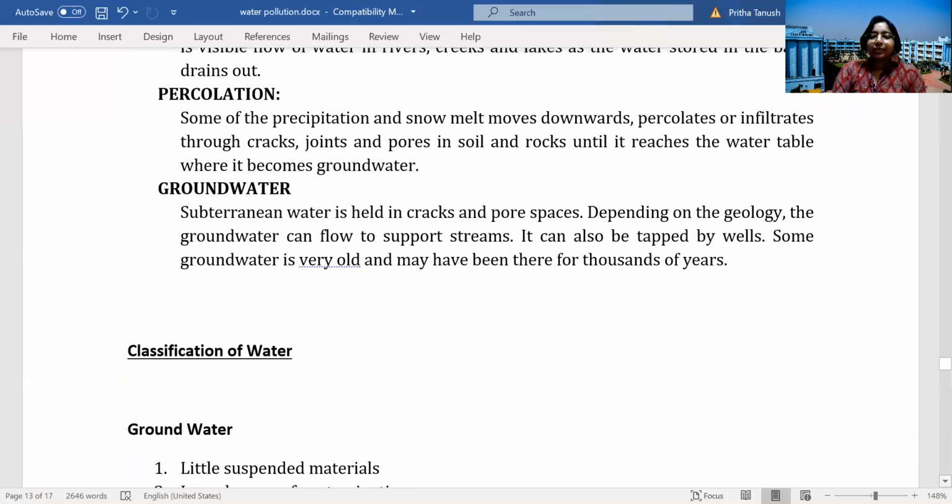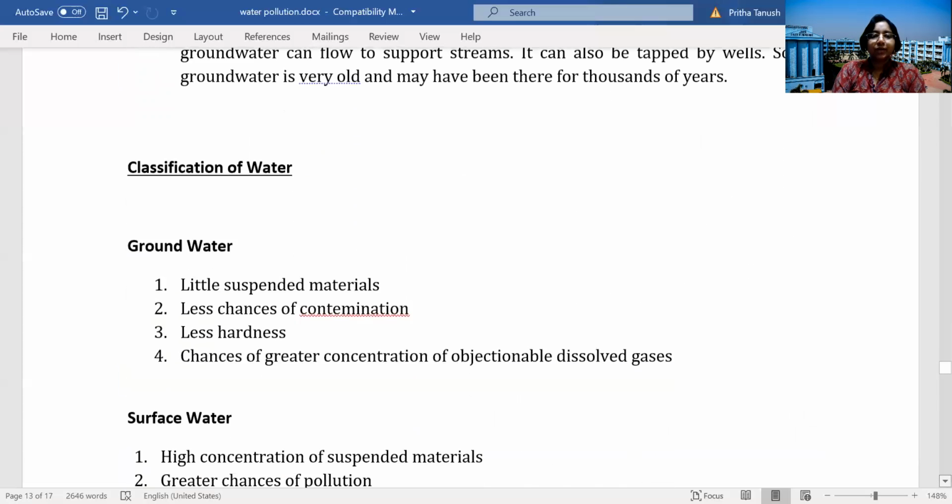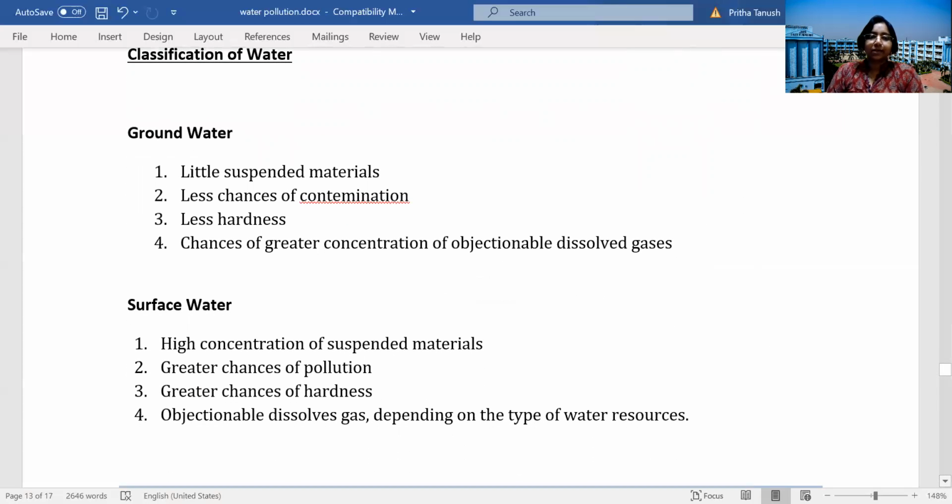So I told you that water classification is of two types. Number one, groundwater, and number two, surface water. Groundwater contains little suspended material, with less chance of contamination. And basically that is why groundwater was well accepted as drinking water. And we have made lots of tube wells to get the groundwater, and from the old ages we are using groundwater as drinking water because it is free from different types of contamination.